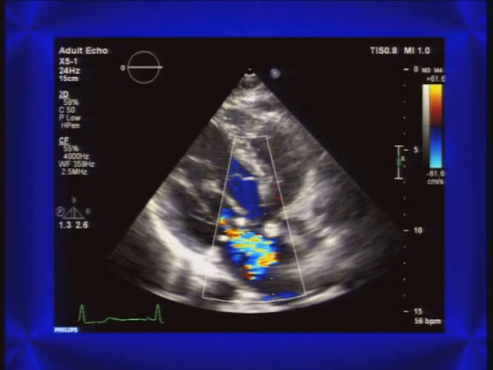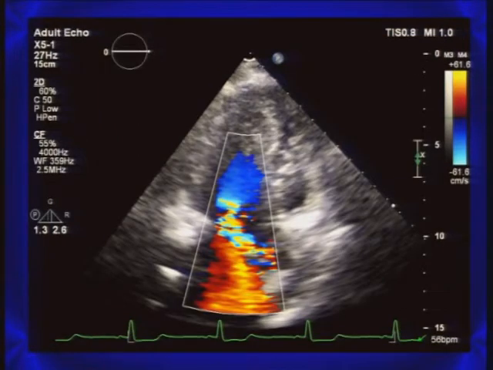From this off-axis view, it was not possible to exactly define the direction of the regurgitant jet, but we mainly observed two different jets toward the left atrial anterior wall and the central part. So we needed some slight angulation of the probe, and we found this second eccentric jet directed toward the anterior wall.